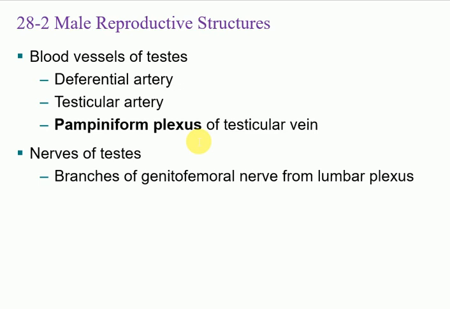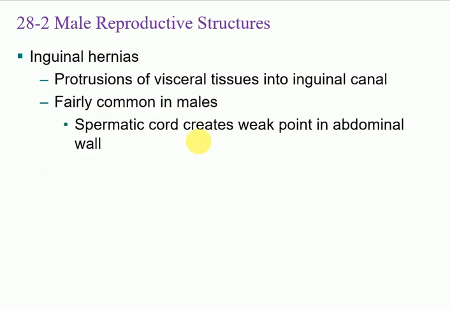And we call it the pampiniform plexus. Okay? Since I'm saying the name, it means you need to know it. Pampiniform plexus. It's a plexus of the veins. Plus nerves coming from the lumbar plexus, called the genitofemoral nerve. Plus lymphatics.